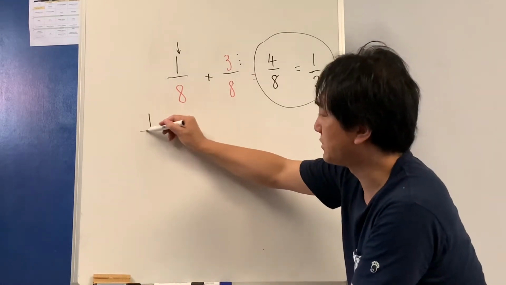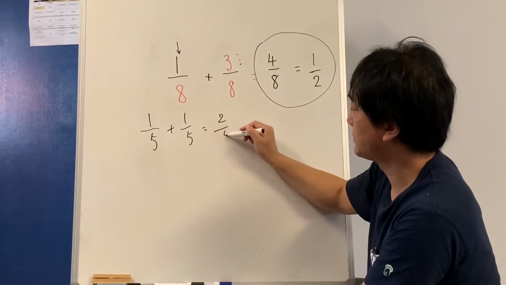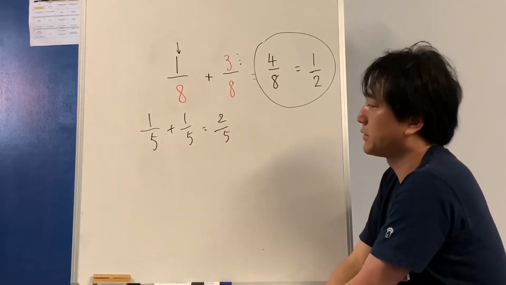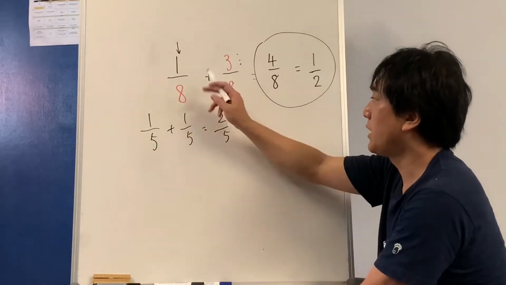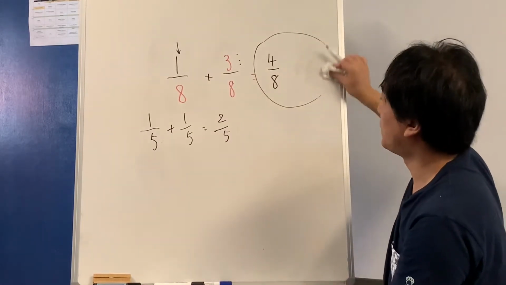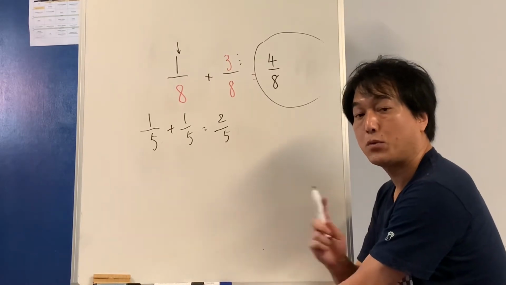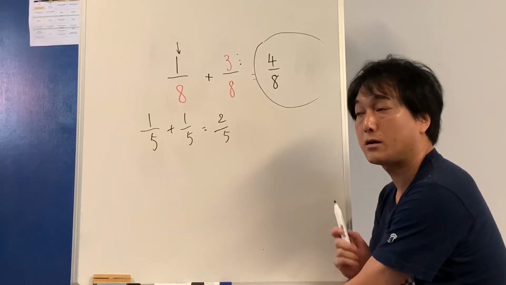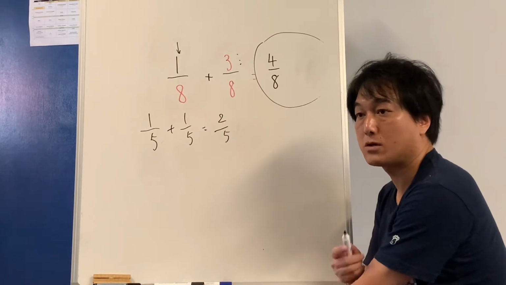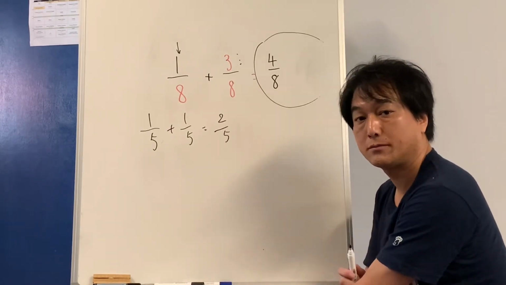We did this. 1/5 plus 1/5 equals 2/5. And I said it's like 1 apple plus 1 apple is 2 apples. 1/8 plus 3/8 is 4/8. Can you see any patterns here? Let's pause the video. Can you write the pattern? Or say the pattern, or you can just think about the pattern you can find. Let's pause.